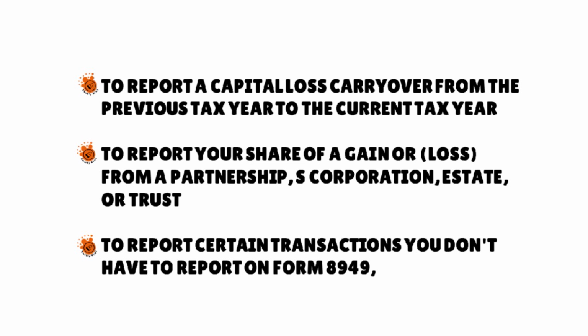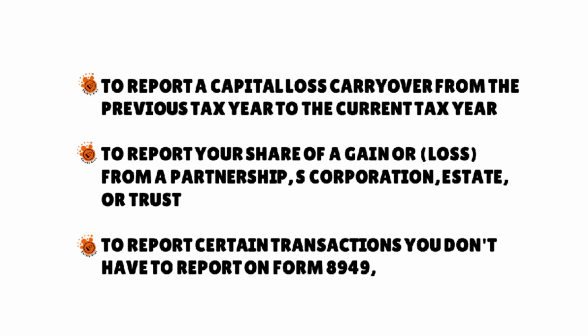To report certain transactions you don't have to report on Form 8949, such as transactions reported to you on a Form 1099-B or substitute statement showing the basis was reported to the IRS and for which you have no adjustment. This is very important. And one thing I want to say here is that individuals, estates, and trusts also use Schedule D to report undistributed long-term capital gains from Form 2439.